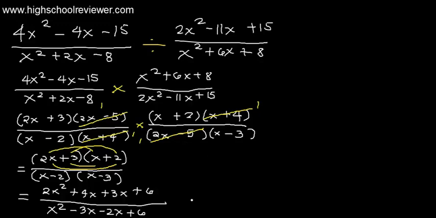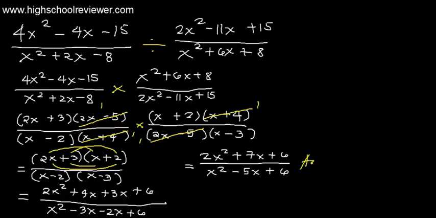And we can combine like terms. So combining like terms, we will have here 4x plus 3x, that is positive 7x. So this will be 2x squared plus 7x plus 6 all over x squared, negative 3x minus 2x, that is negative 5x plus 6. Therefore, 2x squared plus 7x plus 6 all over x squared minus 5x plus 6. This is now our final answer.